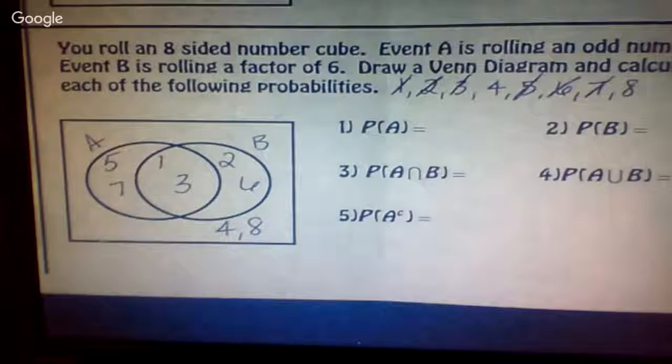Okay, you cannot just assume that because they're left over, they get shoved into event B. Don't forget there's that outside space for the numbers that do not belong anywhere. Okay.